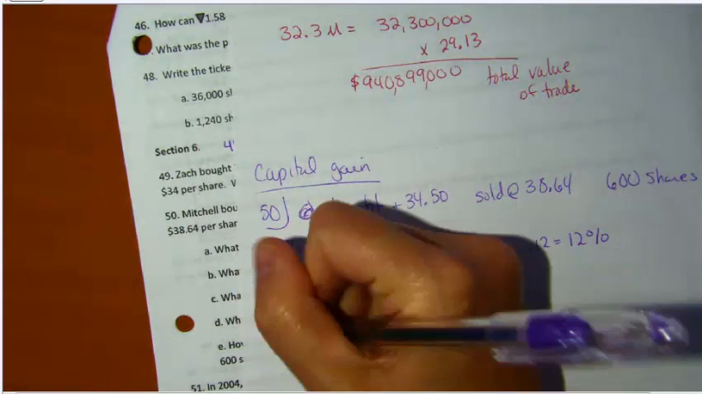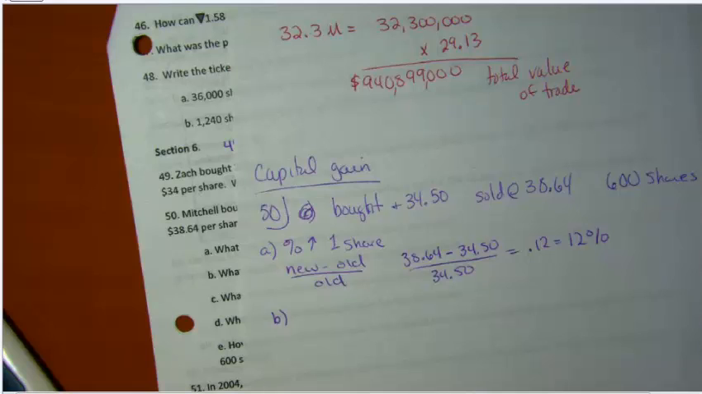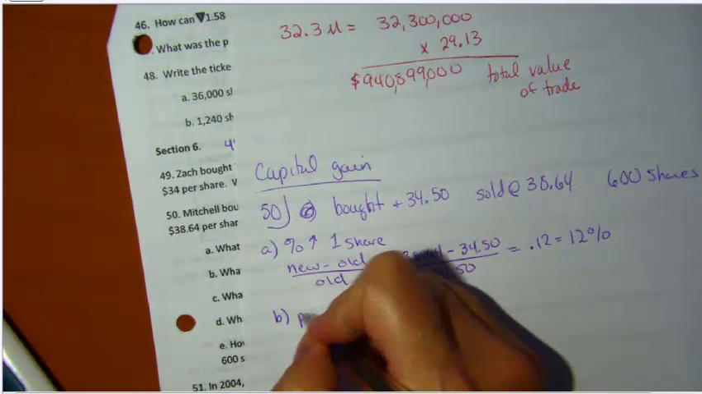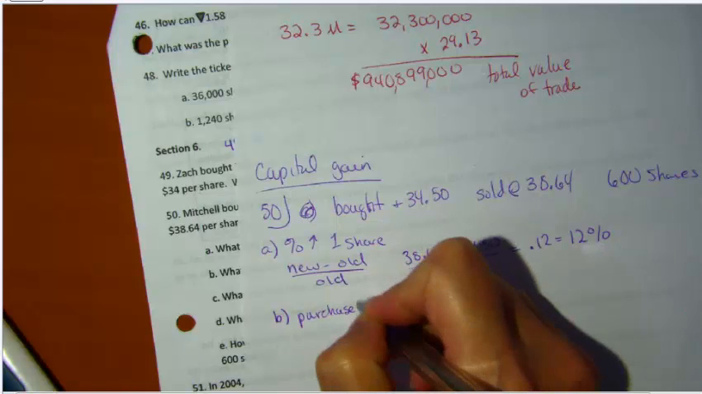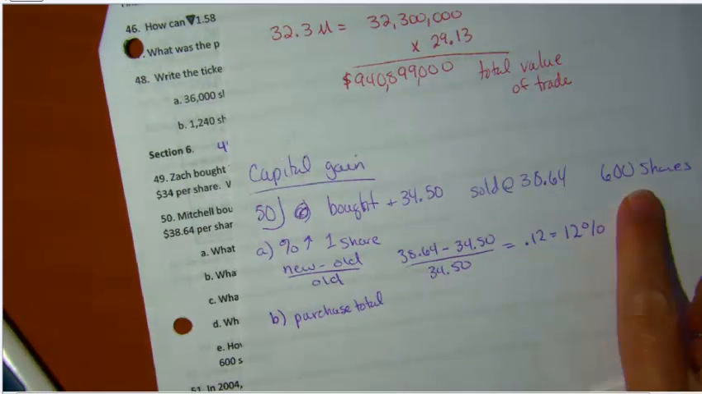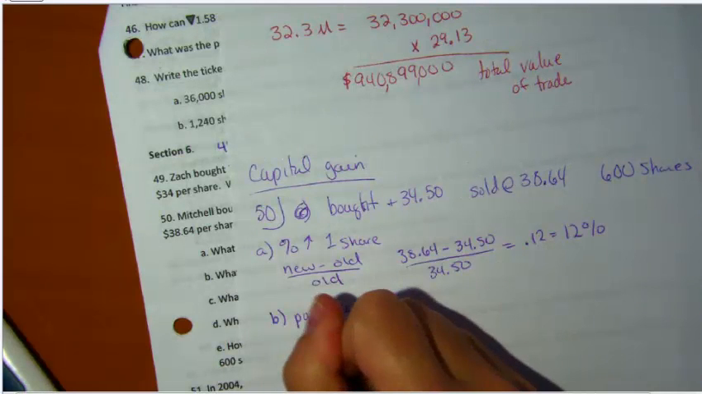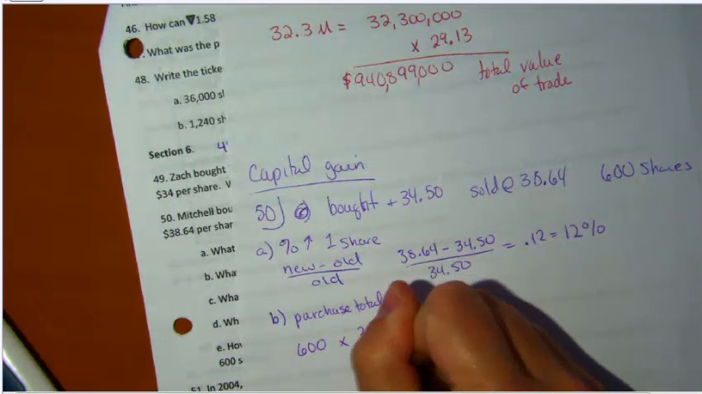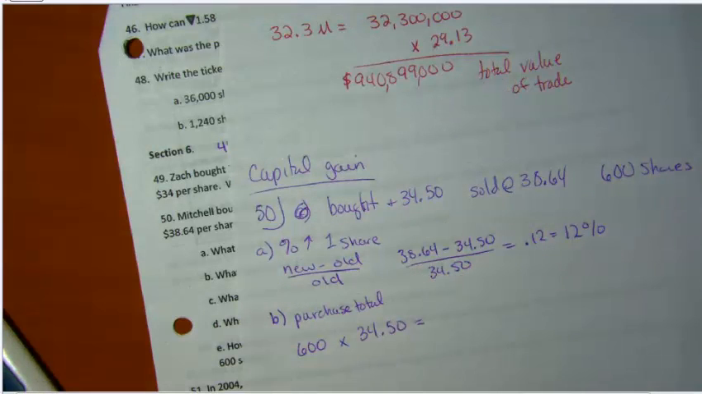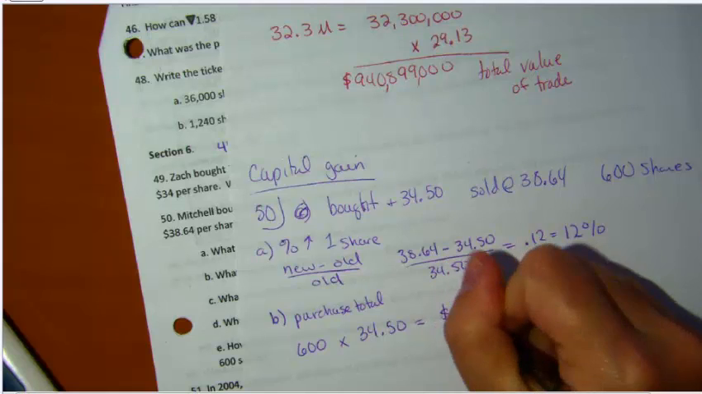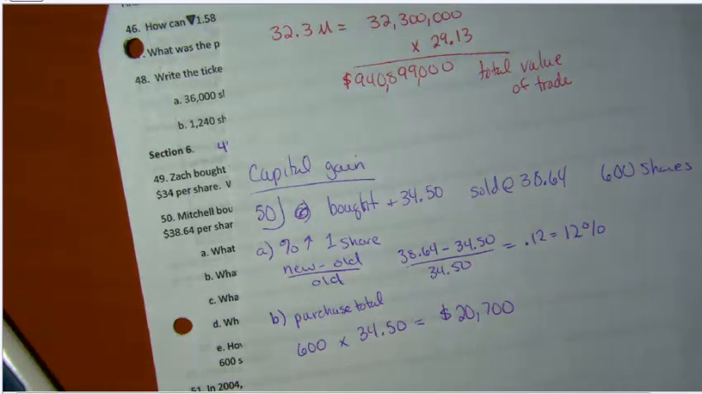Okay, for B, we want to know what is the total purchase price for the shares. Well, he bought 600 shares at $34.50 each. So I'm going to do 600 times $34.50. So he spent $20,700.